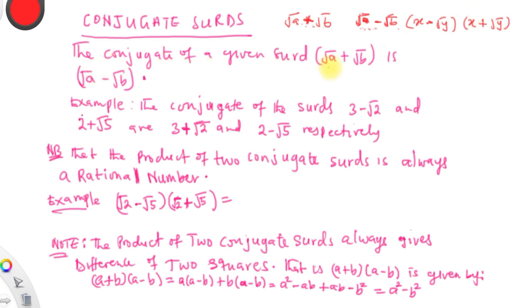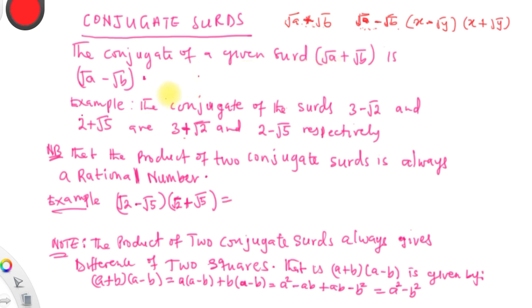So that's what we are saying, that the conjugate of a given set, square root of A plus square root of B, is square root of A minus square root of B. For example, the conjugates of the sets 3 minus square root of 2 and 2 plus square root of 5 are 3 plus square root of 2 and 2 minus square root of 5 respectively. This is the general definition of conjugate sets.